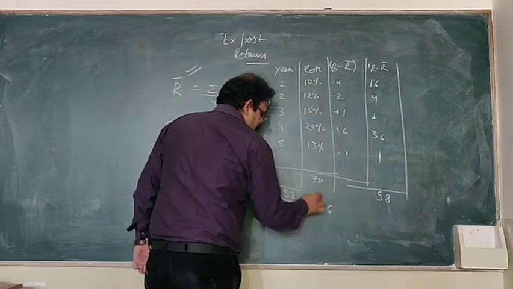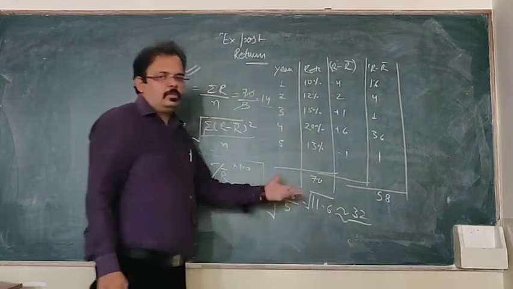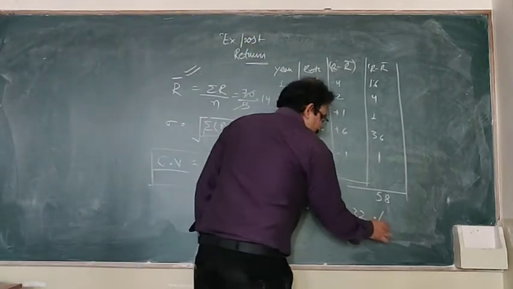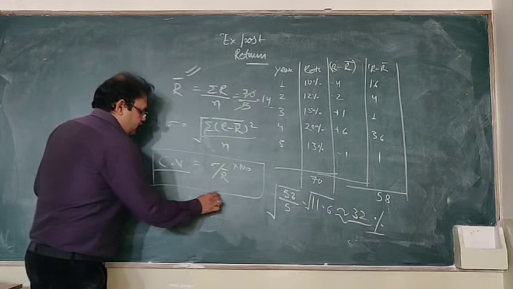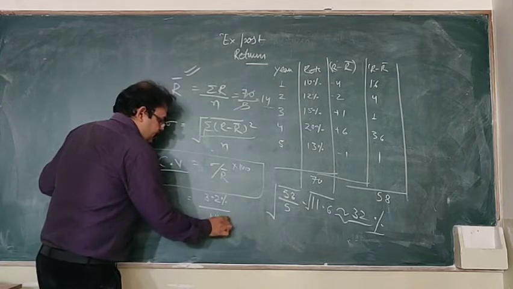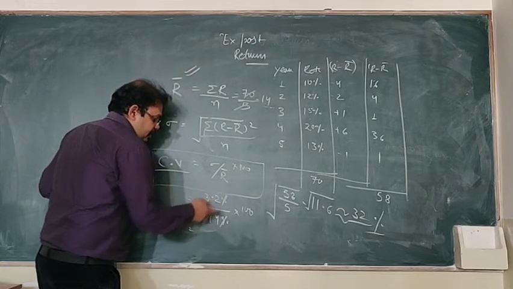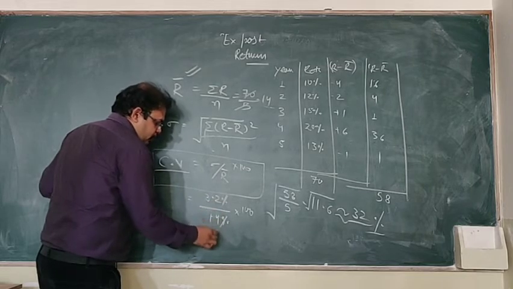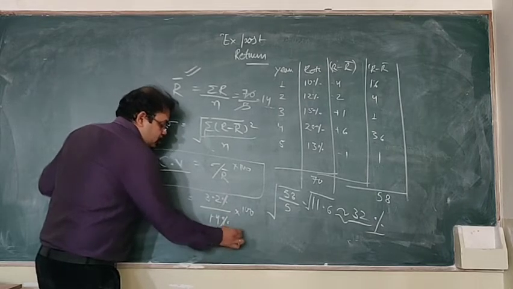Now apply this: under root of 58 by 5, that is somewhere around 11.6, and its approximate value is about 3.4. If you have a calculator, check it. The value is approximately 3.4. So this is the risk involved in this one. Now the third is the coefficient of variation. It's 3.4 divided by 14 into 100. 3.4 divided by 14 is 0.24 approx. If we calculate it as a percentage, it's 24%. That's it.